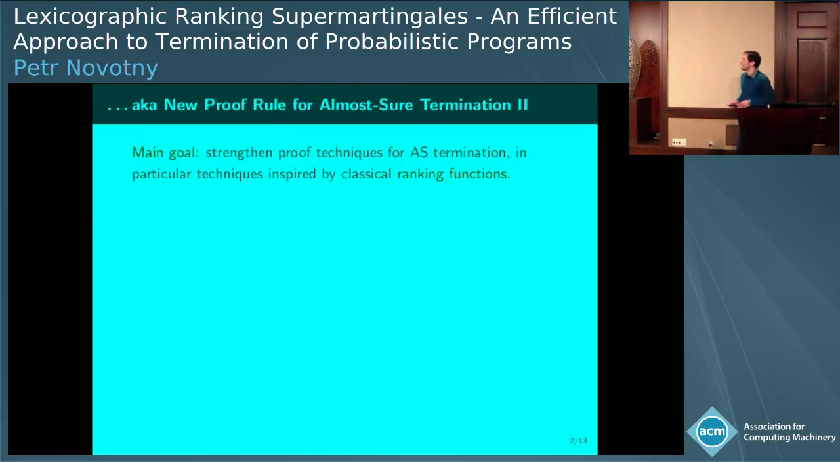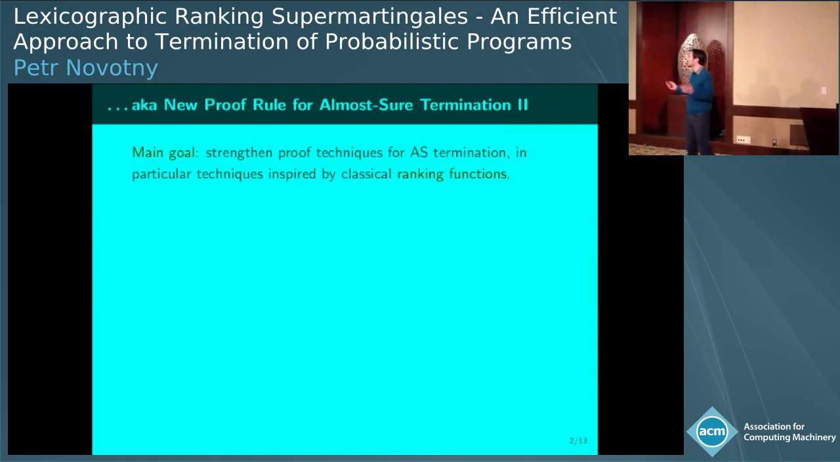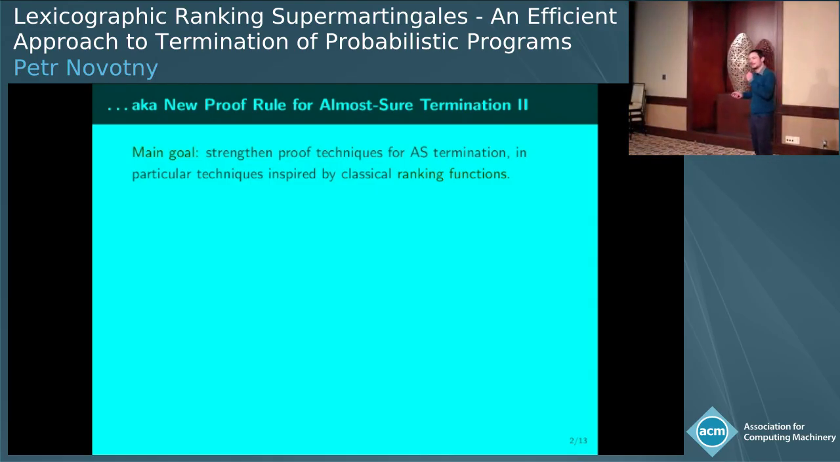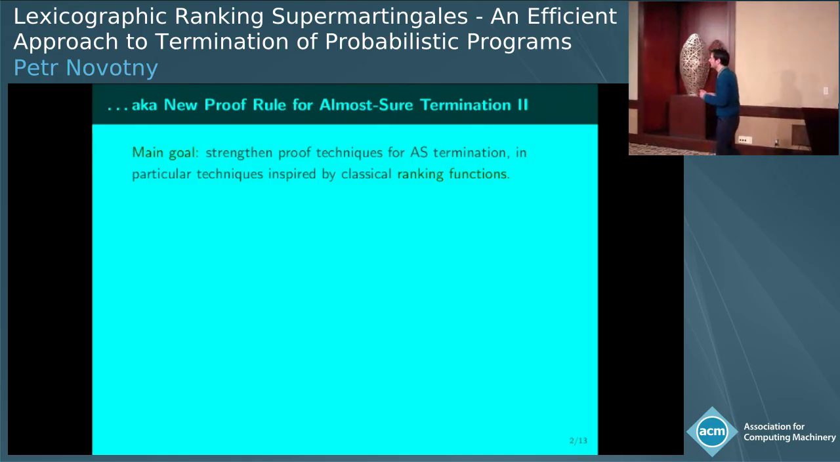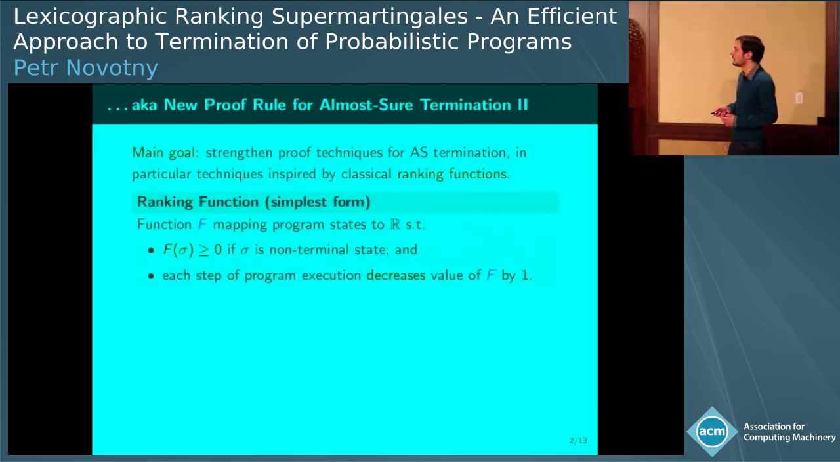Good. Yeah, so maybe first I should clarify what these two works have in common and where we diverge. In general, we are both interested in strengthening proof techniques that are inspired by the classical notion of a ranking function. And although Annabelle did not mention this word in her talk, it's basically hidden somewhere under the hood.